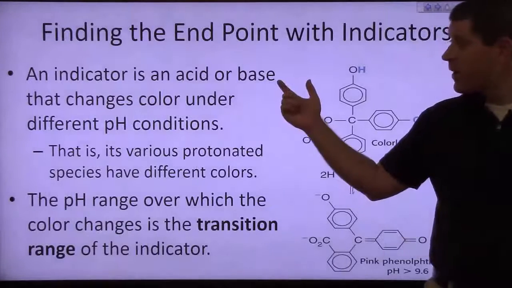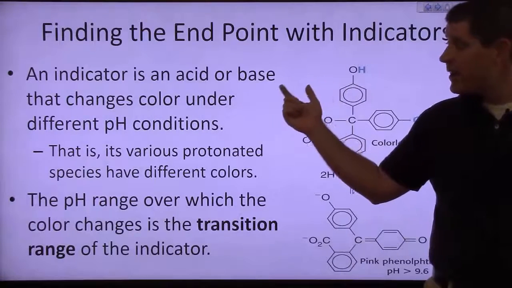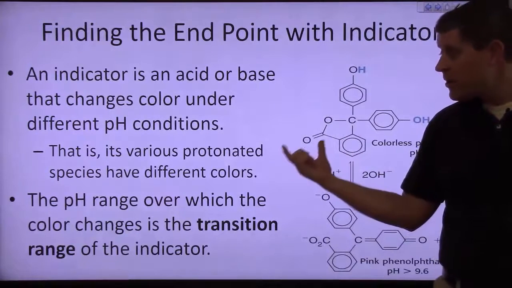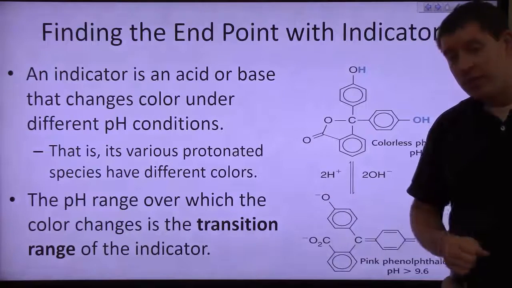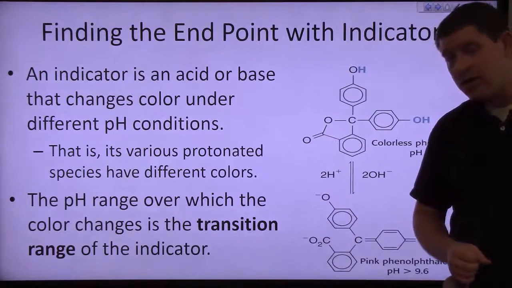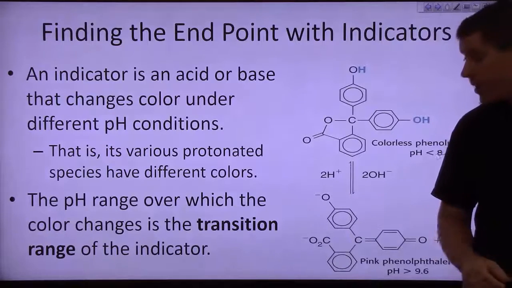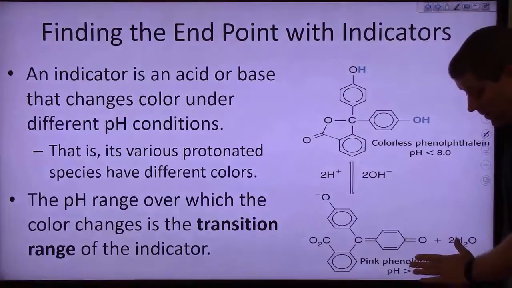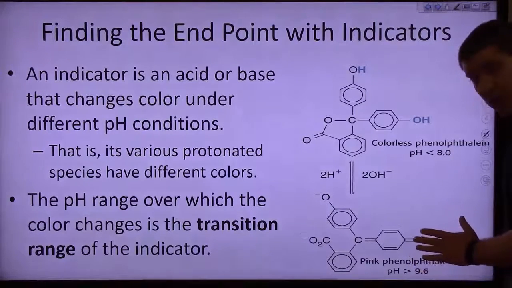Now, we could also find the endpoint with an indicator. An indicator is an acid or a base that changes color under different pH conditions. That is, its various protonated species have different colors. And the pH range over which the color changes is called the transition range of that indicator. So let's look at the example of phenolphthalein. Colorless phenolphthalein is at a pH of less than 8.0, and pink phenolphthalein is at a pH greater than 9.6.